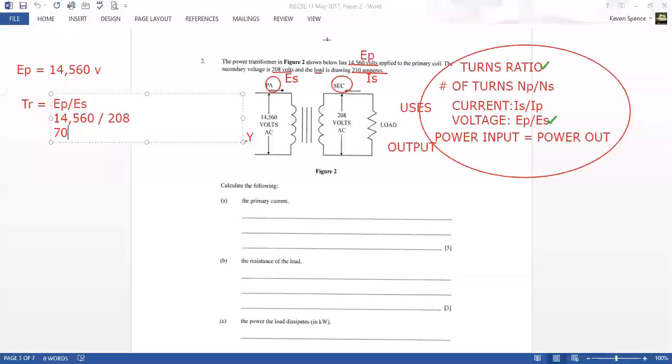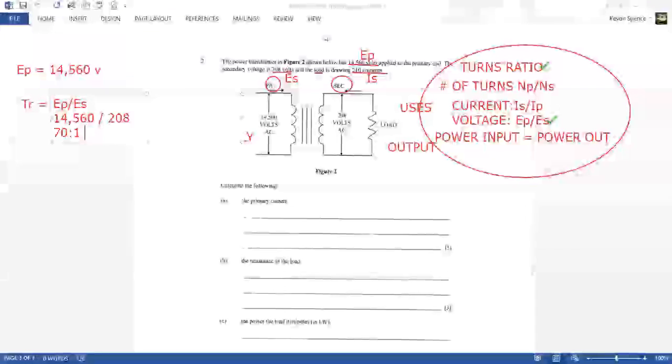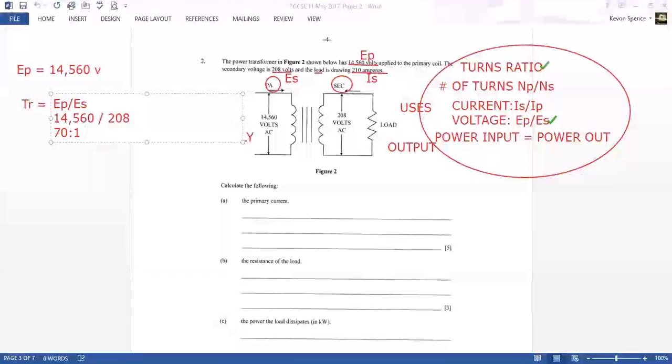Now, since that is 70, we must represent this as a ratio. So we'll put the colon and put 1. What this means is that for every 70 turns on your primary coil, you turn 1 turn on your secondary coil. Okay? So now we have found our turns ratio. Very important.